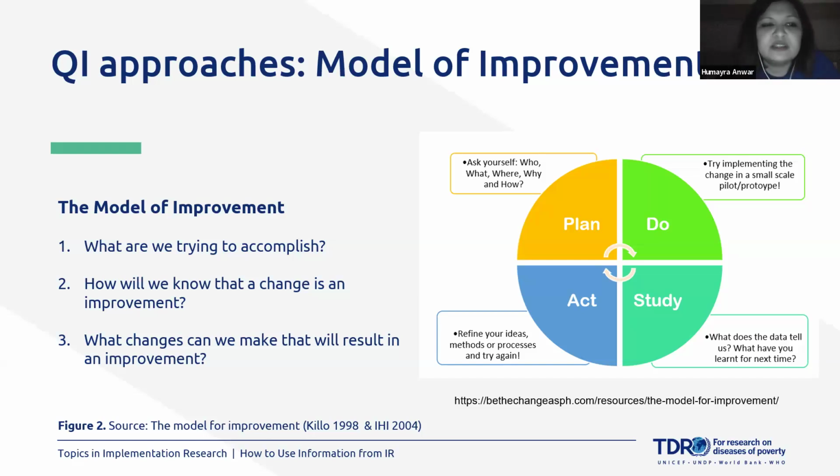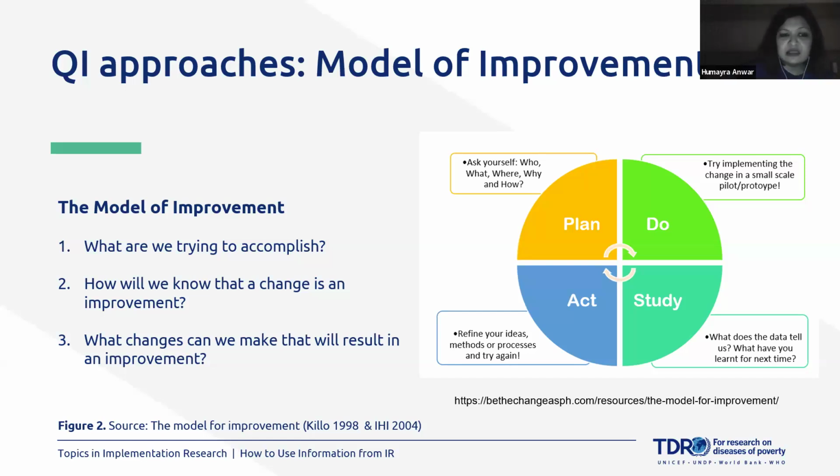So in the fundamental questions, what do we have? First, what are we trying to accomplish? Again, we have to set the goal first. Then, how will we know that the change is an improvement? How will we know that the change is happening? For that, we have to set some measures. We learned in monitoring evaluation that we have to set measures to track the performance, that improvement is happening. So, like outcome measures, and then we can fix process measures.